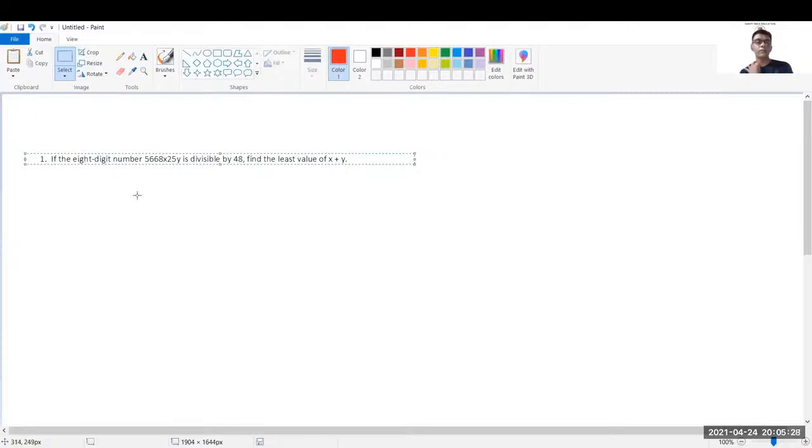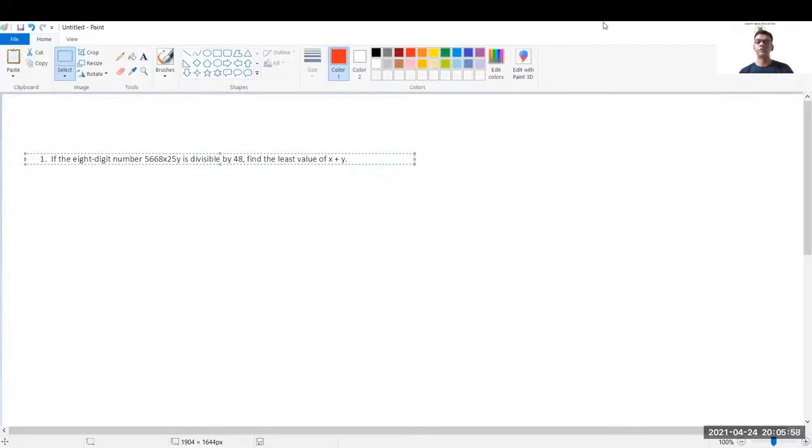If an 8-digit number 5668x25y is divisible by 48, then what is the smallest least value of x plus y? This is what I want. Okay, least value of x plus y. So this is your homework. You got 1 week's time to solve this. Did you understand the question, guys?